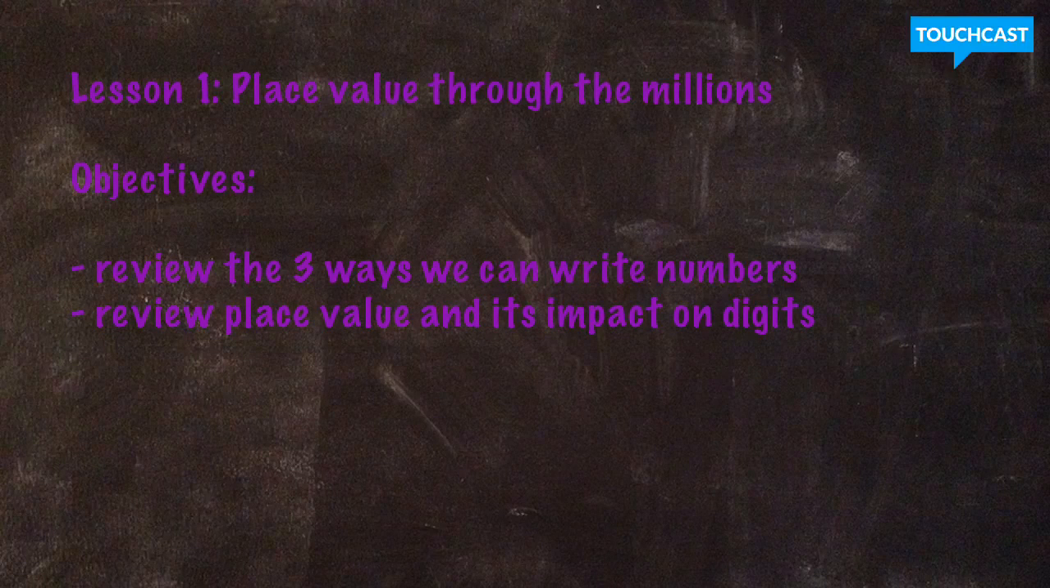All right, welcome fifth grade to the first lesson in our first chapter. It's called Place Value Through the Millions. Our two major objectives today are going to be to review and make sure we understand the three different ways in which we can write numbers, and also review place value and what place value means in terms of digits. So hopefully by the time we get through this lesson, you'll be able to answer those two questions.